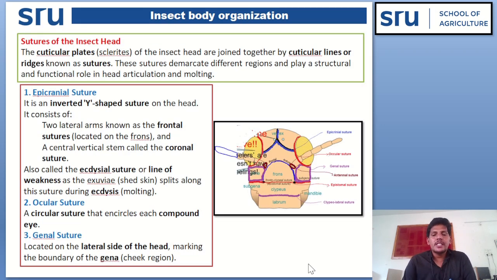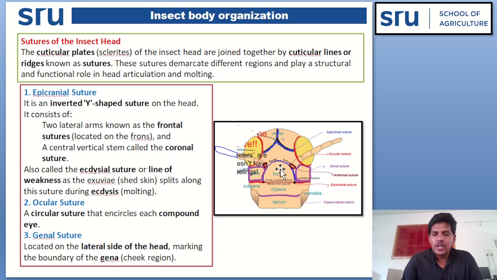The epicranial suture is an inverted Y-shaped suture on the top of the head. It consists of two lateral arms known as frontal sutures and a central vertical stem known as the coronal suture. This epicranial suture is also known as the ecdysial suture or line of weakness, because the exuvia splits along this suture during the process of molting.